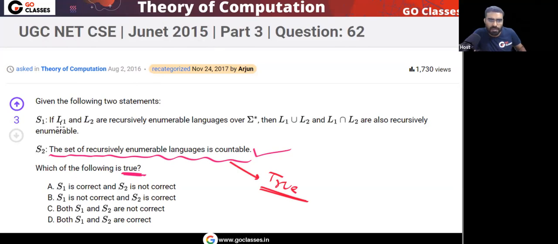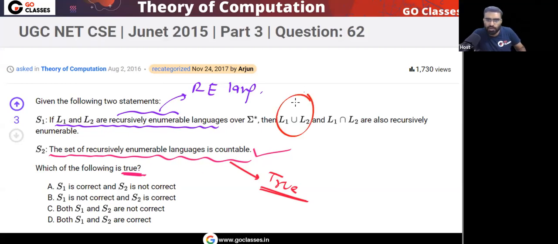What about S1? If L1, L2 are recursive languages, sorry, recursive enumerable languages, they are RE languages. Then their union is also RE. Their intersection is also RE. Yes, that is true. That is also true.